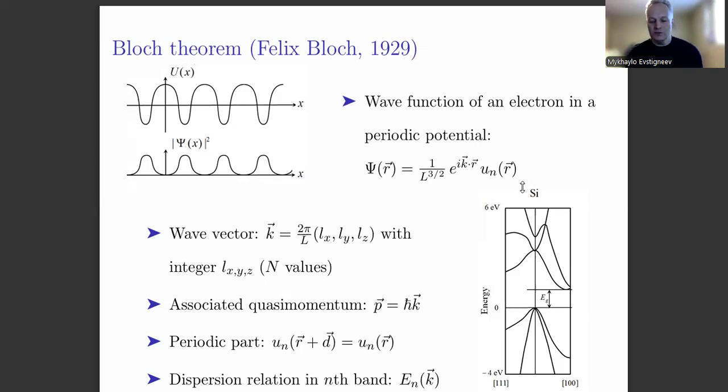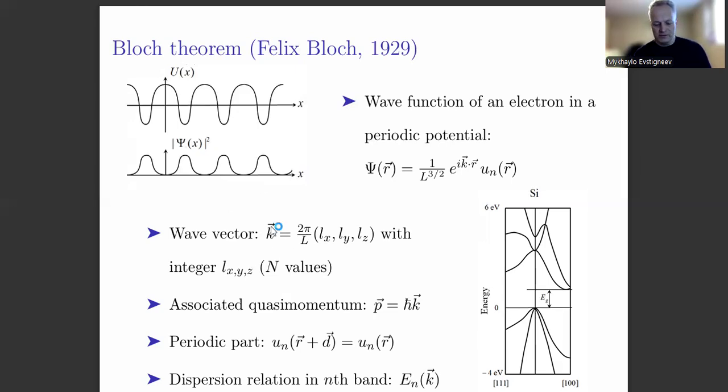Now, this new function, which modulates the amplitude of the plane wave, makes this amplitude wiggle. It turns out to be a periodic function of the coordinate r, and it does have the periodicity of the crystal lattice, not its modulus squared, but this function u_n of r itself. And this is the main result of Bloch's theorem, the main statement of Bloch's theorem.